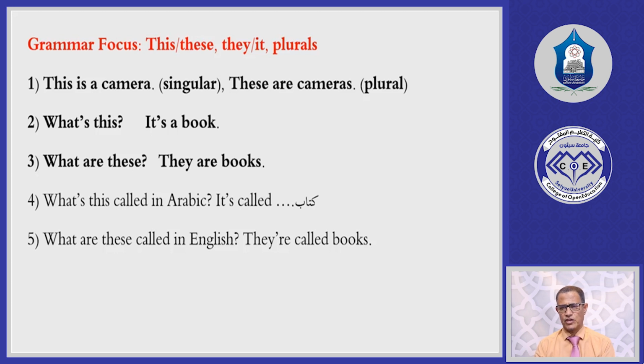So why do we use "they" here? Because the question here is about plural, so the answer should be plural. Because the question is "What are these?", the answer should be "They are", not "It is". They are books, because the question is "What are these?" Plural. So the answer should be "They are books".